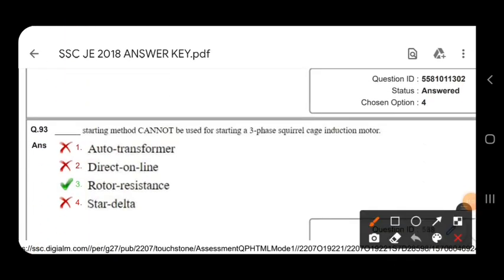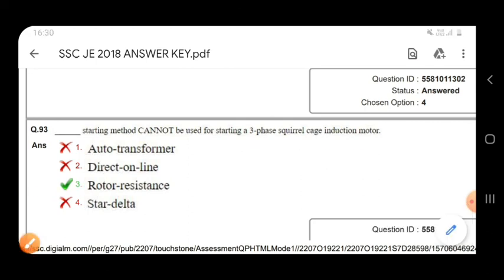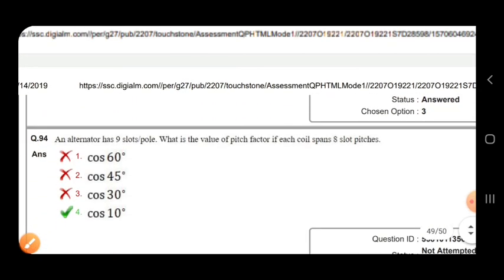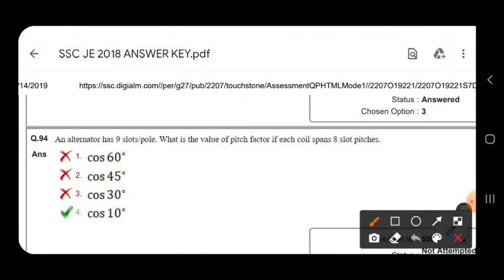Rotor resistance starting method cannot be used for starting a 3-phase squirrel cage induction motor. A squirrel cage induction motor has no winding, so rotor resistance can never be used. An alternator has 9 slots per pole. What is the value of the pitch factor if each coil spans 8 slots per pitch?